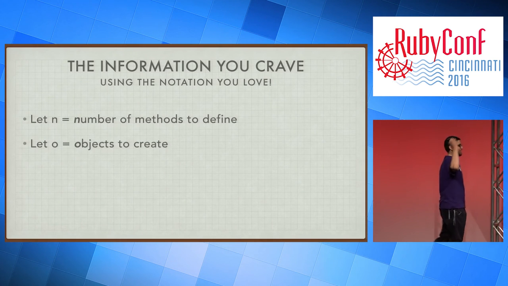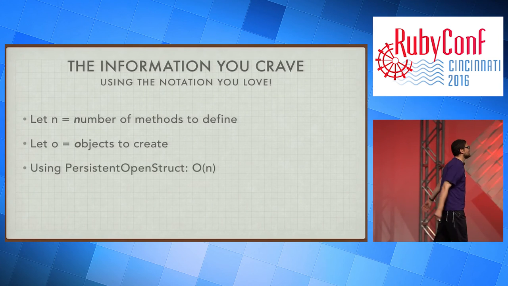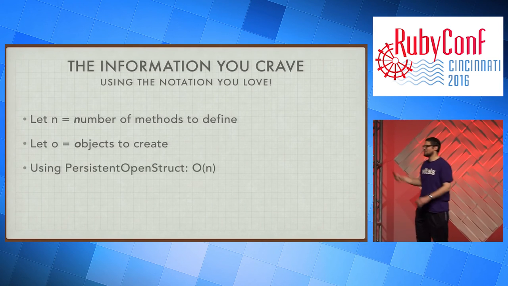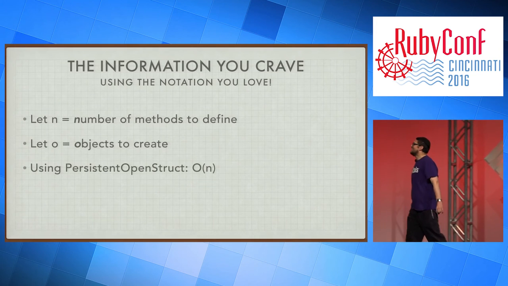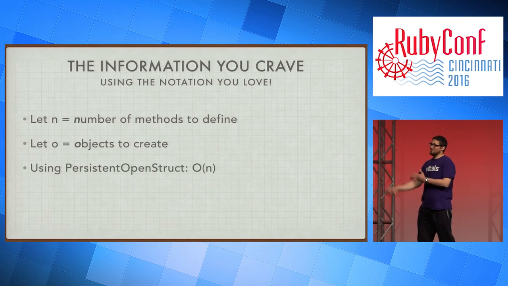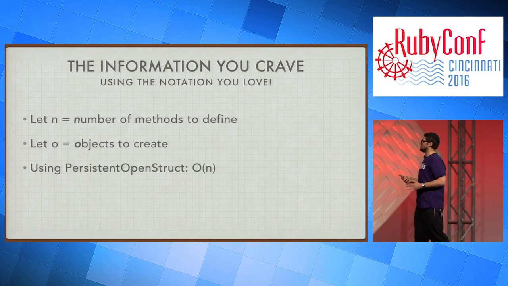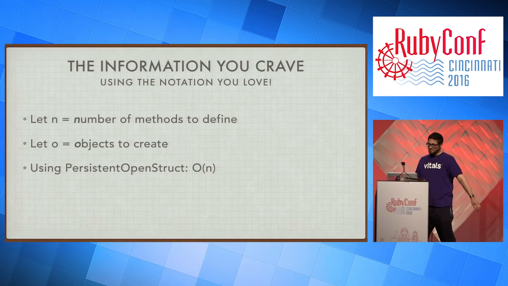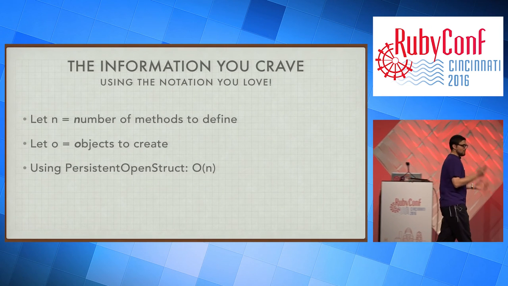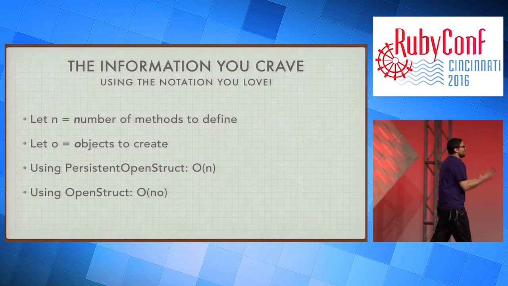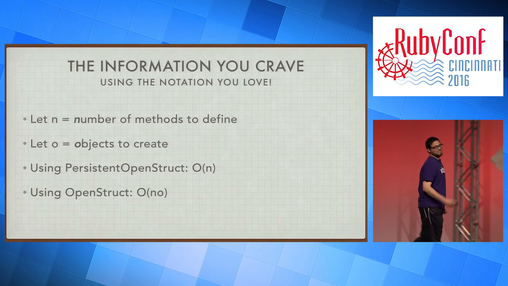If you use persistent OpenStruct, it is an O of N definition. An O of N operation. Because you only have to define all those methods once. It doesn't matter if you create a million objects, you're just defining those methods once. If you use OpenStruct, it's O no, because that's the sound that you make when you realize that OpenStruct is killing your application's performance.